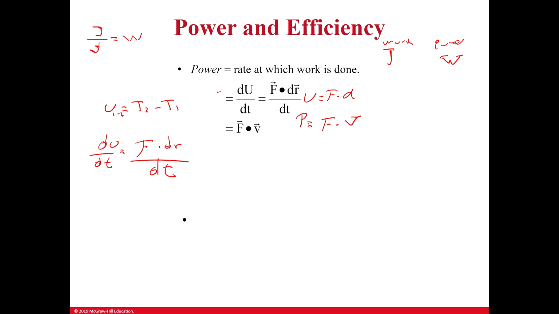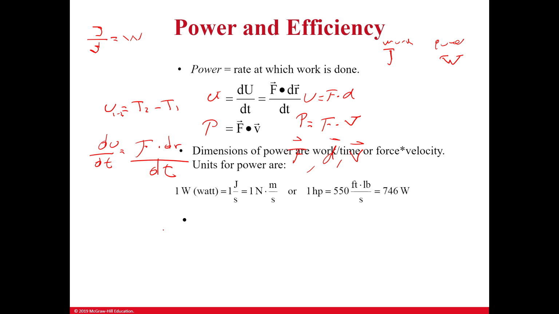All right, force, distance, and velocity are all vectors. But vector times vector with a dot product is a scalar. So this thing is a scalar, and this thing is a scalar. It's just a quantity of energy. All right, the dimensions are watts, and 1 watt is 1 joule per second.